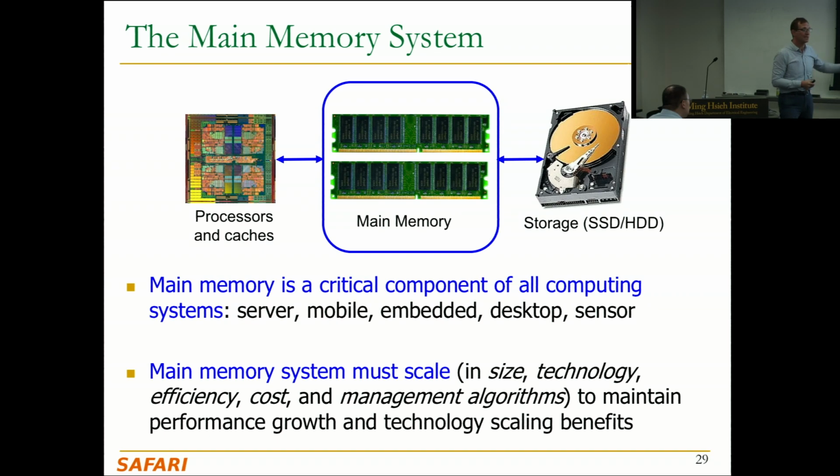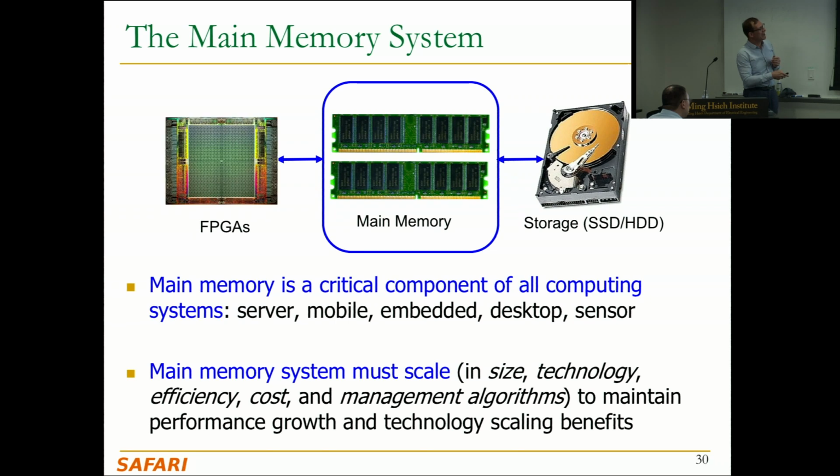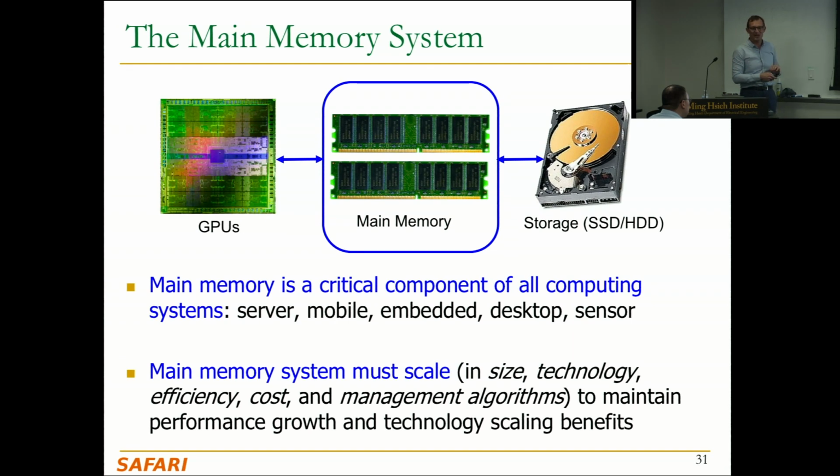This main memory system must scale in many dimensions: capacity or size, technology, energy efficiency, cost, and the algorithms we use to manage it, if you want to maintain the performance growth and technology scaling benefits that we're used to, and enable new applications that do not exist today. And it doesn't matter what you attach to it today, GPUs, FPGAs, CPUs, or a heterogeneous combination of accelerators. We're bottlenecked by this interface.